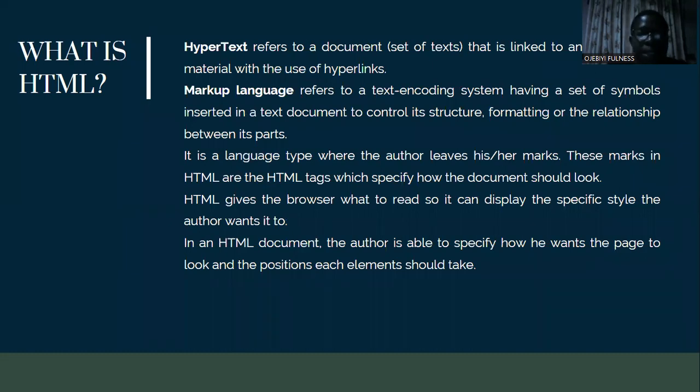Markup language is a language type where the author uses marks. It's a text encoding system having a set of symbols inserted. Those symbols are HTML tags in a text document to control the structure, formatting, or the relationship between its parts. So these HTML tags are what control the structure, the formatting, and the relationship between the parts of the web page. HTML gives the browser what to read so it can display the specific style the author wants.